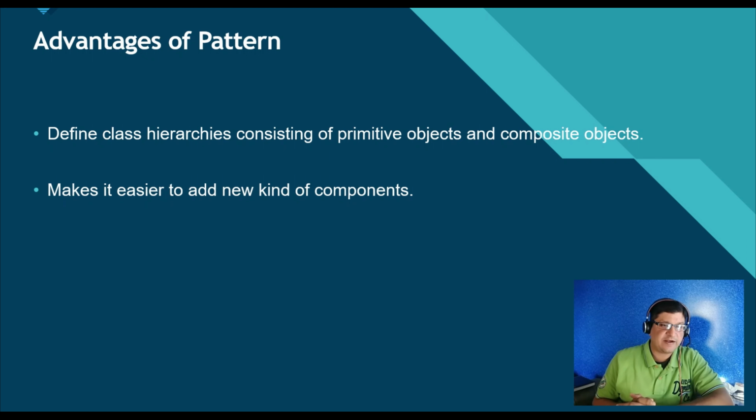Okay, let's understand what advantages we have with the composite design pattern. It helps us in defining class hierarchies consisting of primitive objects as well as composite objects. Composite design pattern also makes it easier to add new kinds of components. So today in a list of objects, I was storing square, circle and rectangle. Tomorrow, I can also define a new component like triangle and that can also be added to the list and perform the same operation, draw, right?